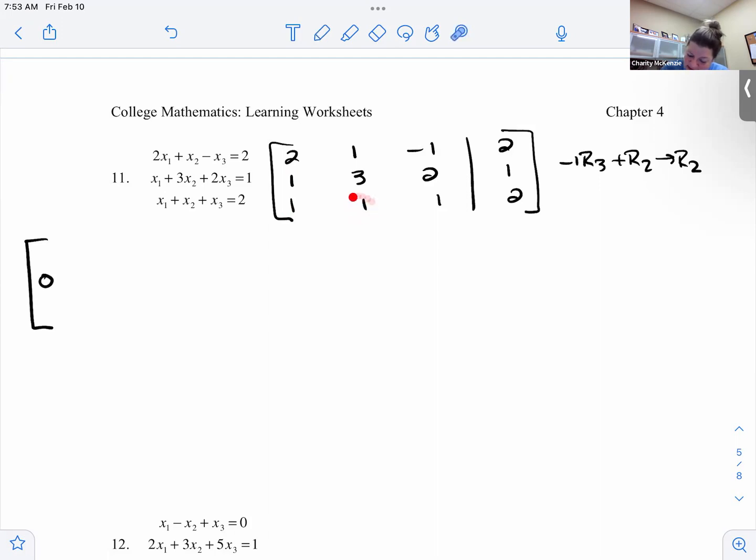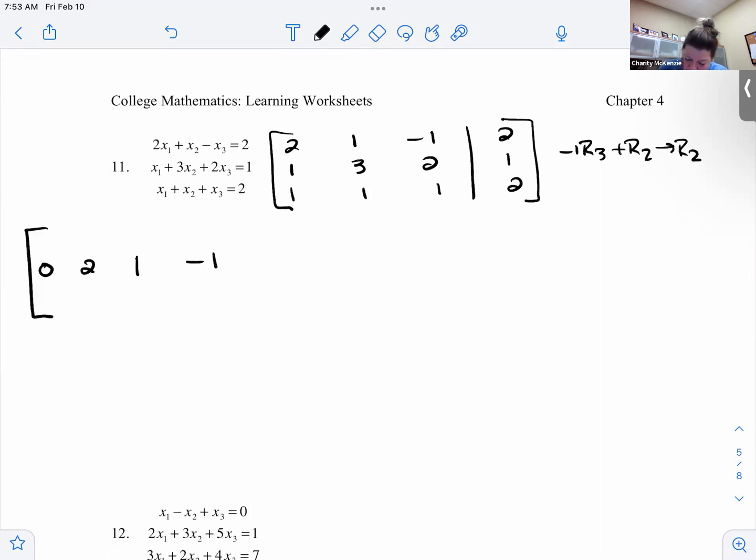Then -1 times this one plus 3 is going to give me 2. -1 times the -1 plus the 2 is going to give me 1. -1 times the 2 is -2 plus 1 is a -1. Everything else stays the same. Some people try to do more than one step, but really this is already multiplying and adding in one step and replacing. Don't try to do too much more at one time. All right, great. I have a 0.